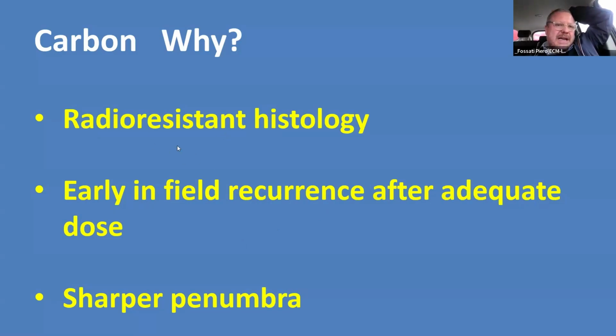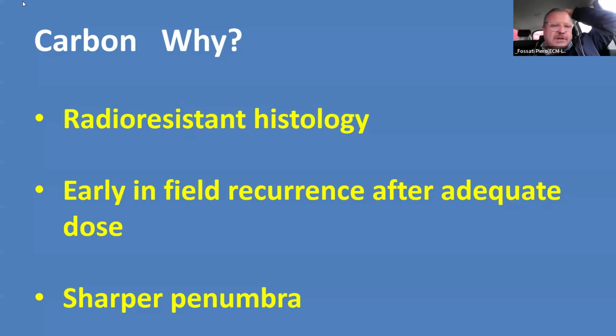So how do we decide when we should use carbon? And we have basically three pillars of this. Of course, radioresistant histology, tumors in which we are not happy with the local control that we can achieve with other treatment techniques. And the second one would be not the histology, but the behavior of the tumor.